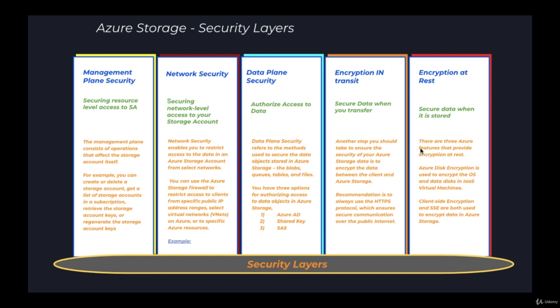So there are three Azure features that provide the encryption at rest. See, in the VM section, we discussed the Azure disk encryption, which is used to encrypt the OS and the data disk in case of IaaS, basically the virtual machines which have the OS and the data disk which we have attached. And then we have the client-side encryption and storage service encryption, SSE we call it, which are both used to encrypt data in Azure Storage.